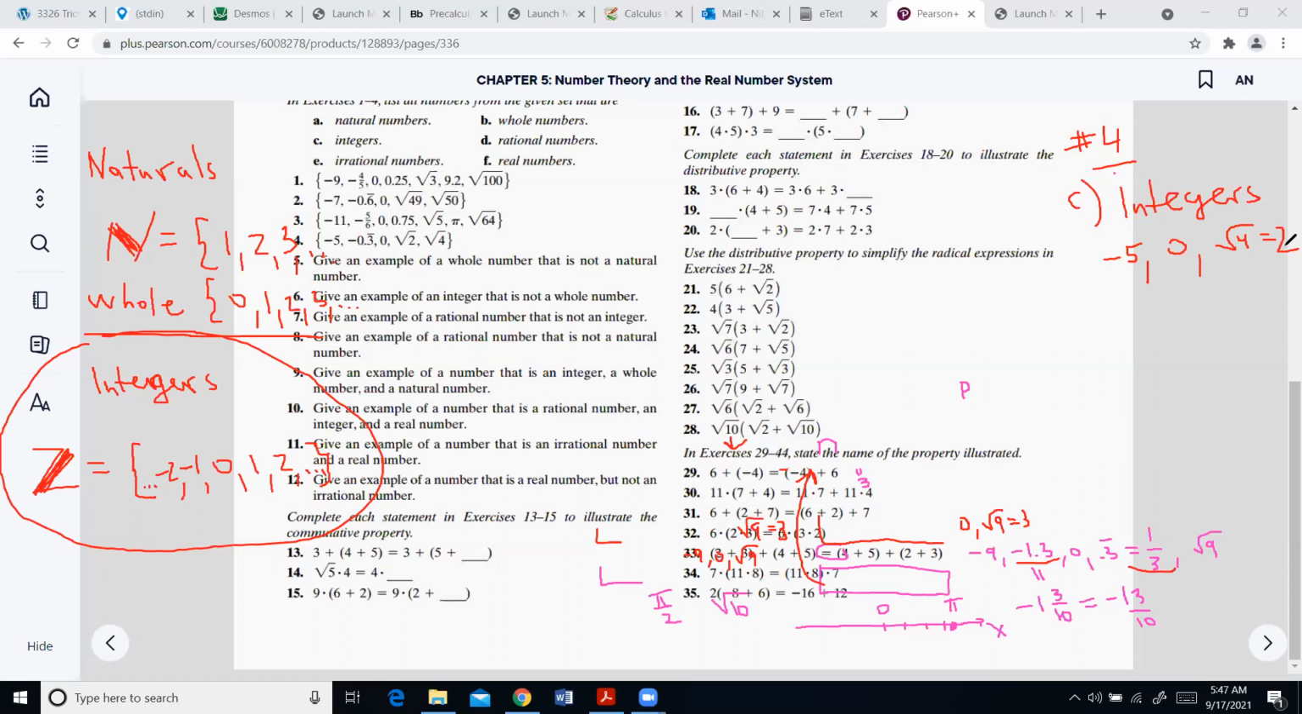Okay, how about whole numbers? Part B, whole numbers. Well, for whole numbers, I got 0 and 2, right? The square root of 4, which is 2. So please notice that for whole numbers, there are no negatives. No negatives.